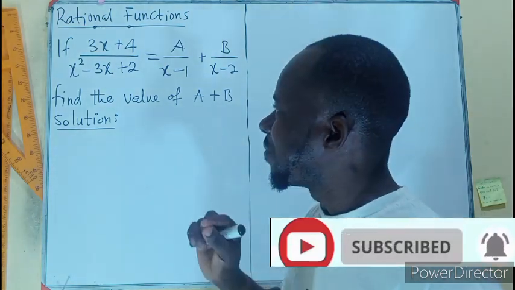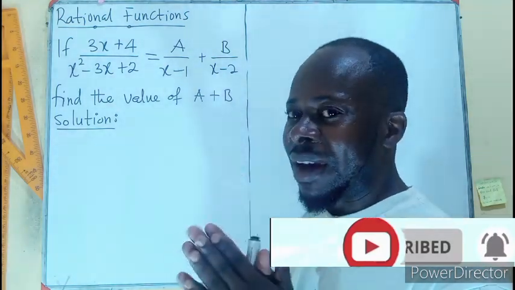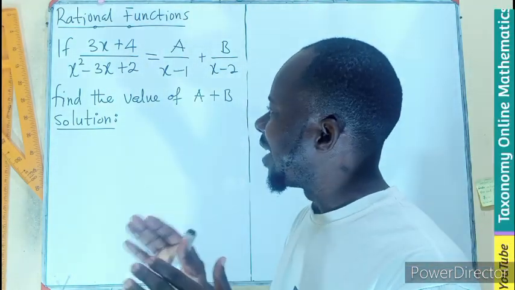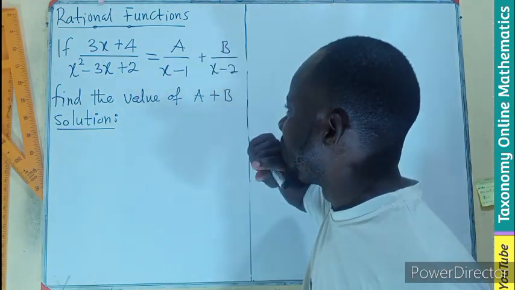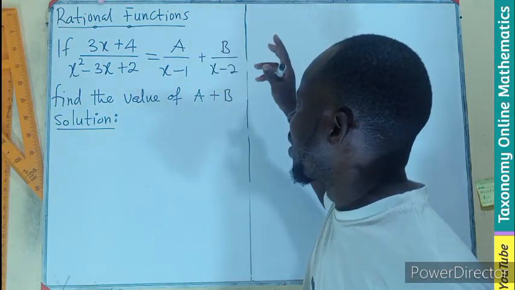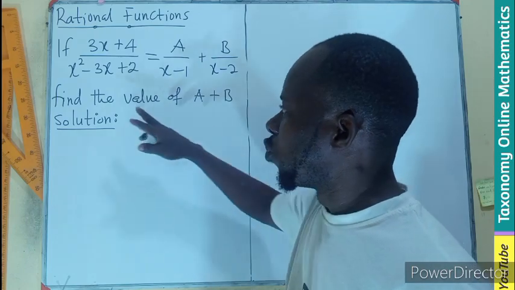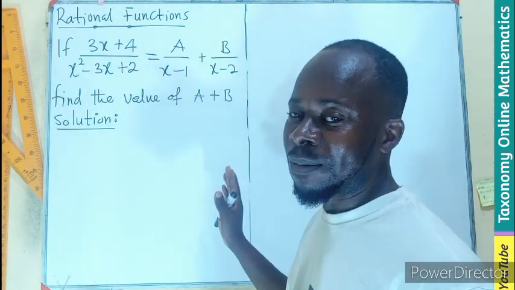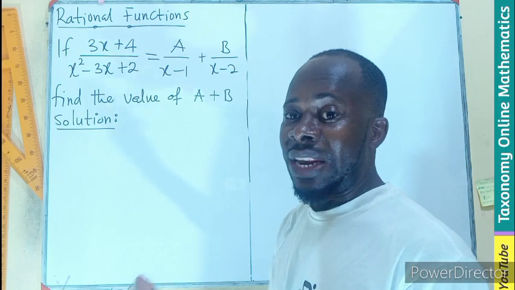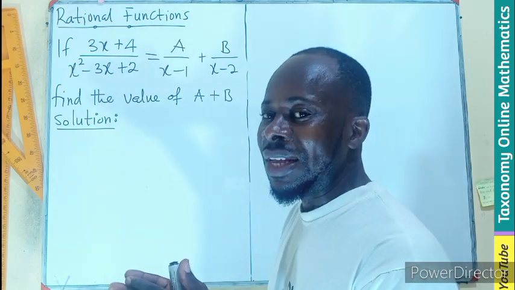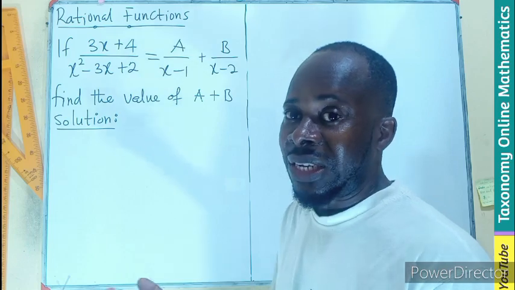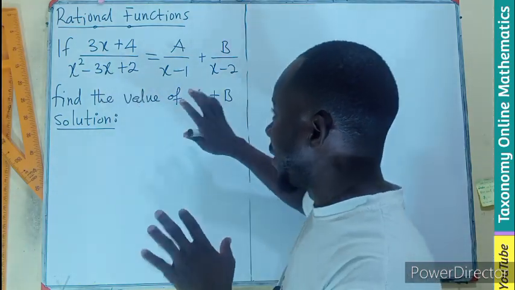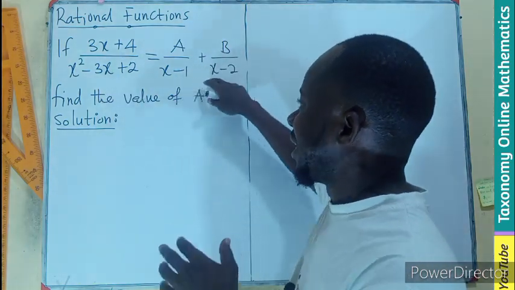Here we have: if (3x + 4) all divided by (x² − 3x + 2) is the same as 1 divided by (x − 1) plus b divided by (x − 2), we are finding the value of a plus b. Simply put, we want to find the value of a and b, then we can add. This is decomposition of rational function. So here they have already given us the denominators.